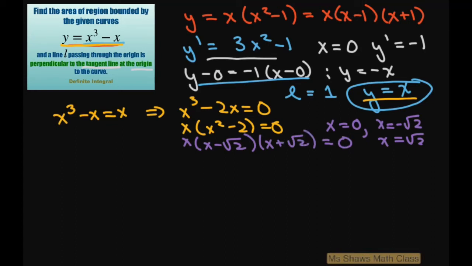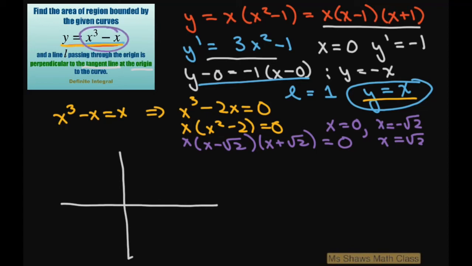Now that we have all that information, let's sketch a graph. For this graph, our x-intercepts are at 0, 1, and negative 1. It's a cubic, so it's going to go up here somewhere, come back down, and back up. The end behavior, if it's positive, starts in quadrant 3 and ends in quadrant 1. We also have the line perpendicular to the tangent, which is y equals x. So that is this line here.